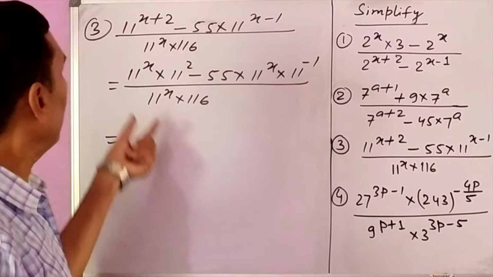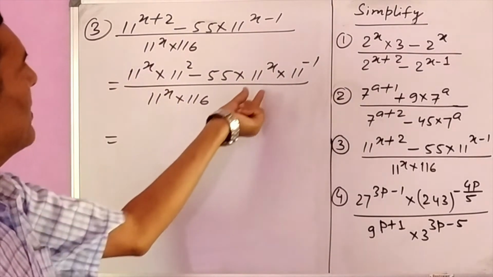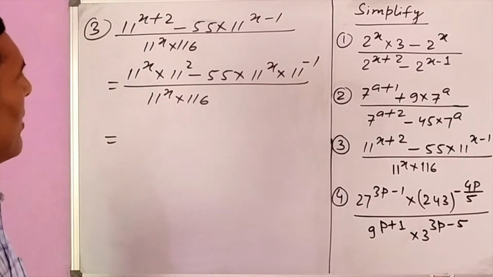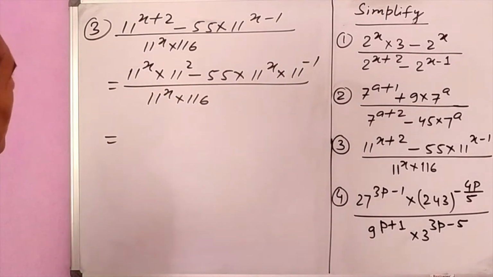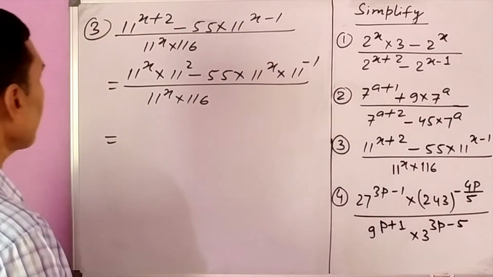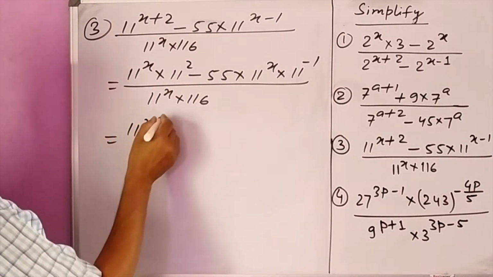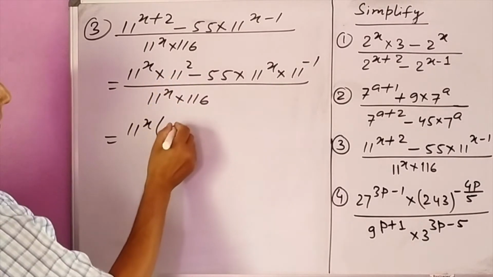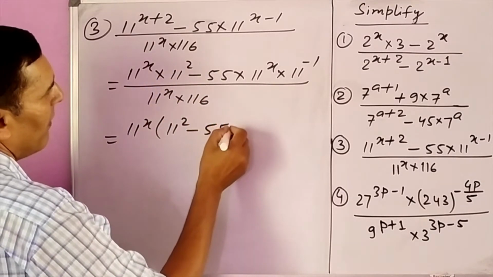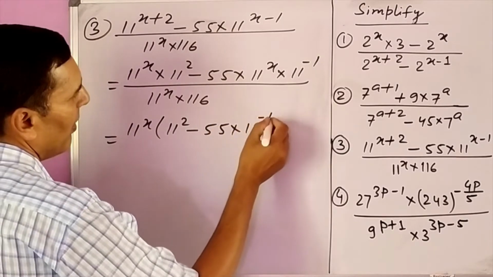In the numerator, we have 11 to the power x in the first term, and similarly in the second term. There are only 2 terms in the numerator, separated by this minus sign. So 11 to the power x, the same thing, we can take common. After taking 11 to the power x common, what will remain? 11 square. In the second term, 55 into 11 to the power minus 1.